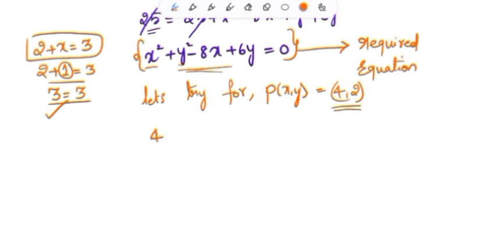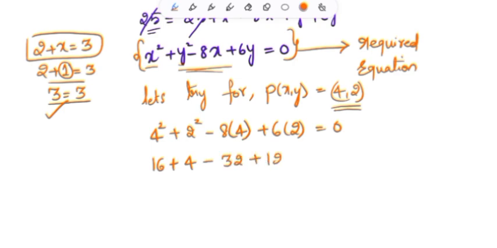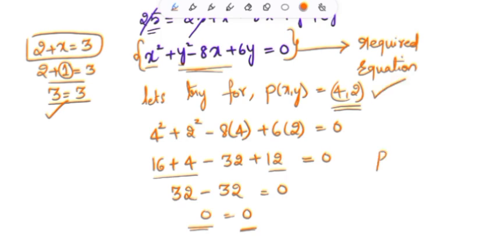X square will be your 4 square plus 2 square minus 8 into 4 plus 6 into 2 equal to 0. 16 plus 4 minus 32 plus 12 equal to 0. 16, 4, and 12. This will give us 32 minus 32. 0 is equal to 0. LHS is equal to RHS. So, the values that we have taken are the correct values of P(x, y).